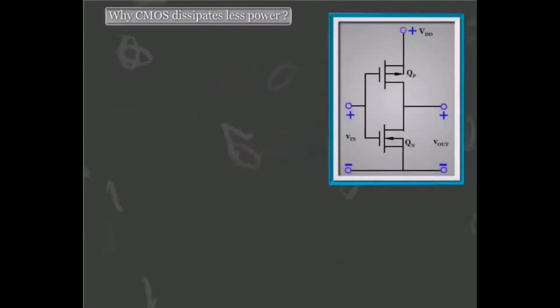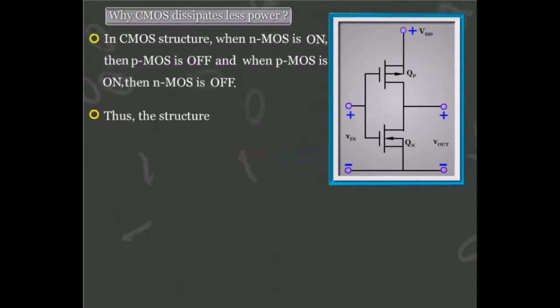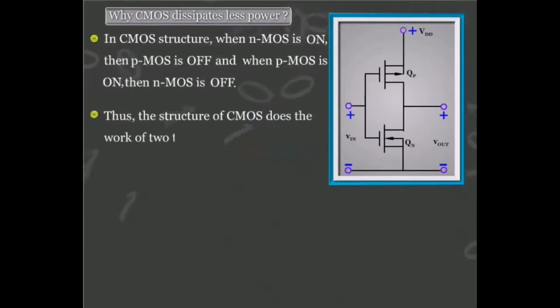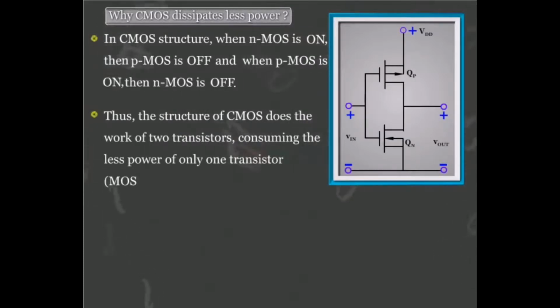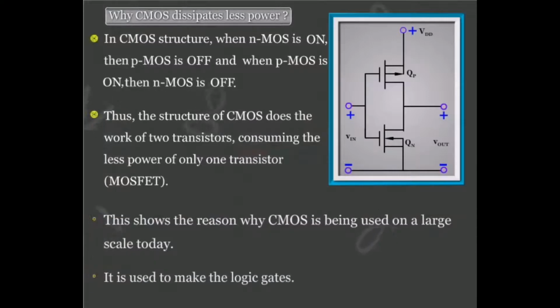Why does CMOS dissipate less power? In the CMOS structure, when NMOS is on, then PMOS is off, and when PMOS is on, then NMOS is off. Thus, the structure of CMOS does the work of two transistors while consuming the power of only one transistor, that is a MOSFET. This shows the reason why CMOS is being used on a large scale today. It is used to make logic gates.